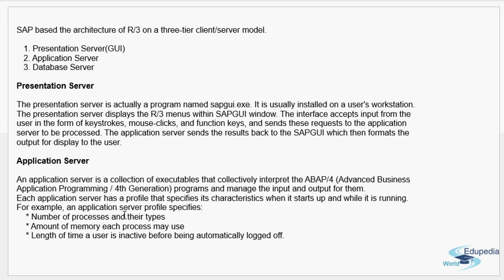So the presentation server is a GUI in the case of a desktop UI client. For web, we directly open the web browser and it accesses the application server. The application server is the actual R3 server. It has executables to interpret these ABAP programs and give the output accordingly, and it has a profile.